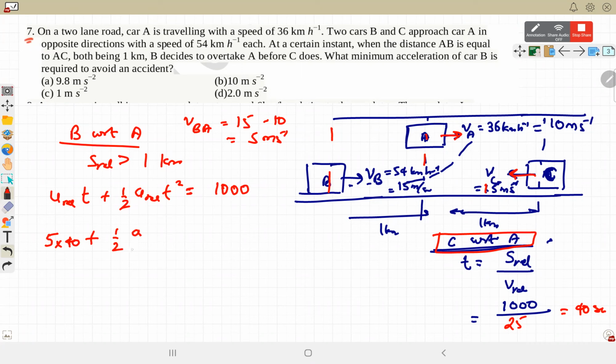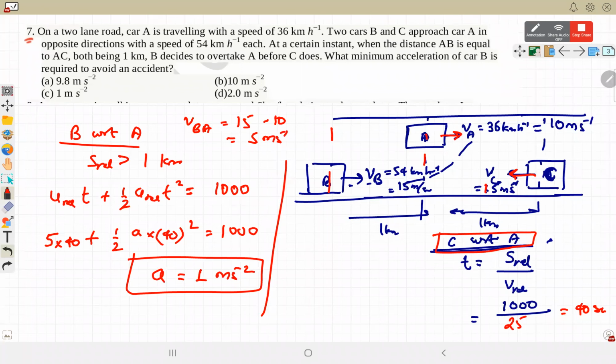a, हमें calculate करना है, t is 40 square, is equal to 1000. We can solve from here. a is coming out to be 1 meter per second square. A relative is 1, but because A is not accelerating, the acceleration is whole of B. So the acceleration of B should be 1 meter per second square, so that he will first cover 1 kilometer distance, then C covers that distance, and he changes the lane so that there is no collision.